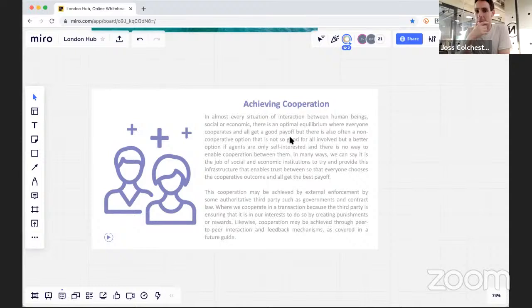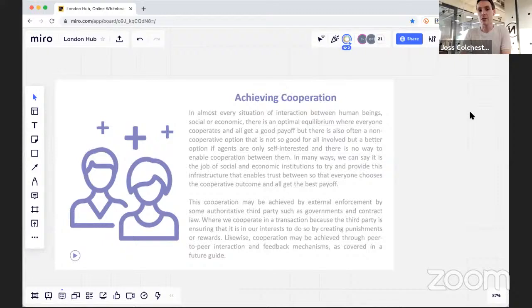And that's about achieving collaboration or cooperation in almost every situation of interaction between human beings, social or economic. There's an optimal equilibrium where everyone cooperates and all get a good payoff. But there's also often a non-cooperative option that is not so good for all involved, but a better option if agents are only self-interested and there is no way to enable cooperation between them. There are two equilibriums in a system, one which is non-cooperative. It's a stable equilibrium. Everyone acts selfishly and takes their part. Or there's another one where you're able to create an institution for collaboration and everybody reaps the benefits of cooperation. In many ways, we can say it's the job of social and economic institutions to provide this infrastructure that enables trust between us, so that everyone chooses the cooperative outcome and all get the best payoff, right?